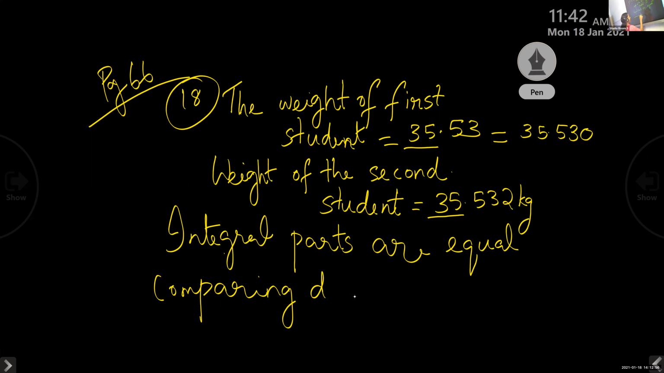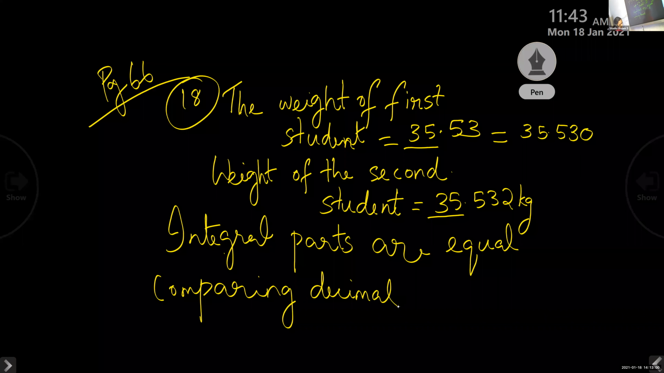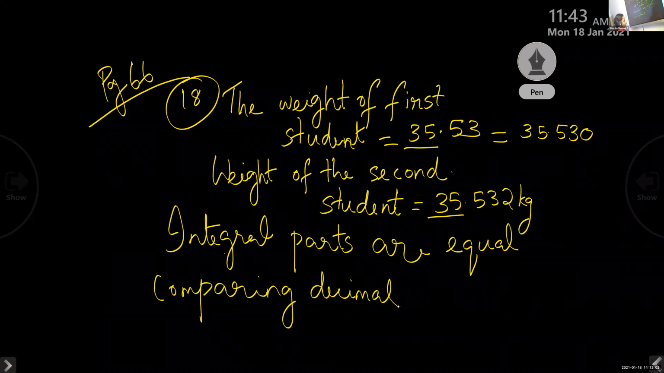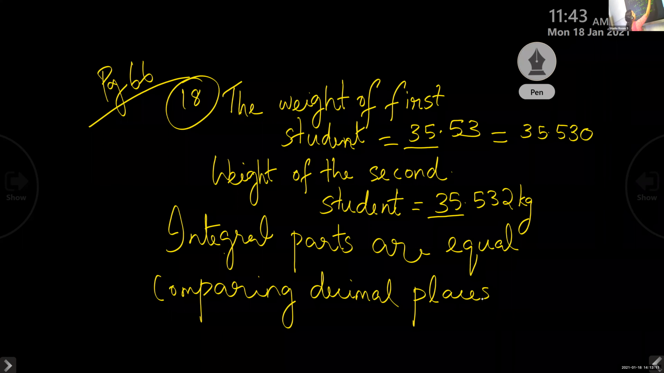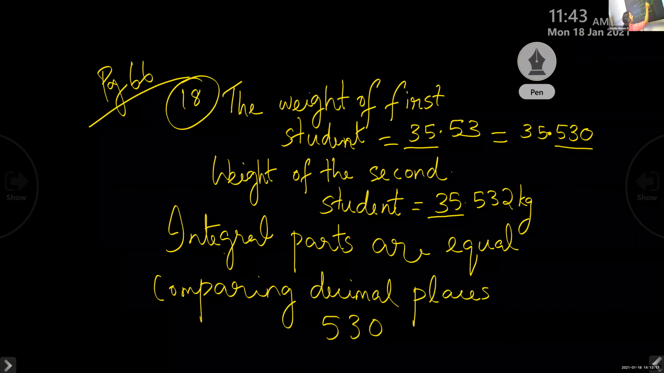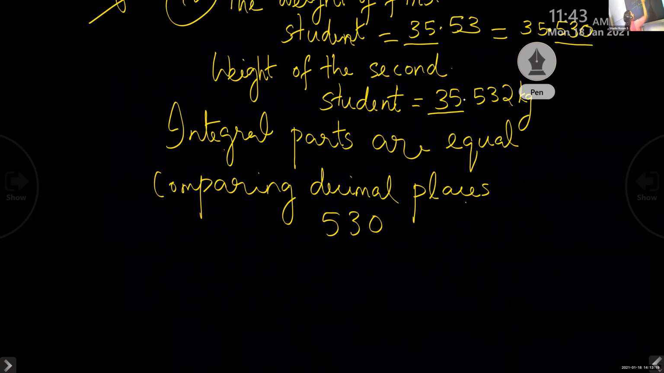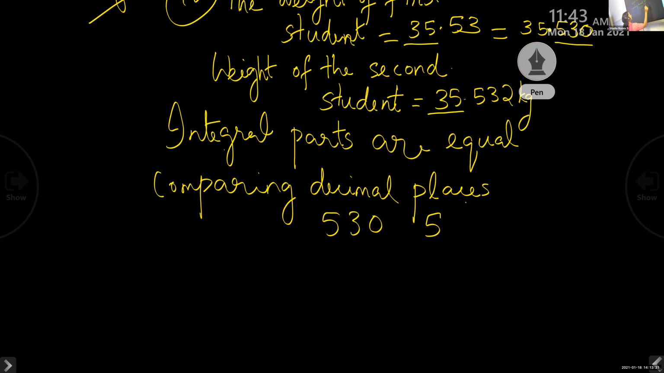If you have written any other steps, no problem. We can write comparing the tenths place, hundredths place, comparing the thousandths place. We can write like that, or we can write comparing decimal places. What is the decimal part here? After the decimal point, we have 530. And here, after the decimal point, we have 532. Yes? Comparing decimal places.